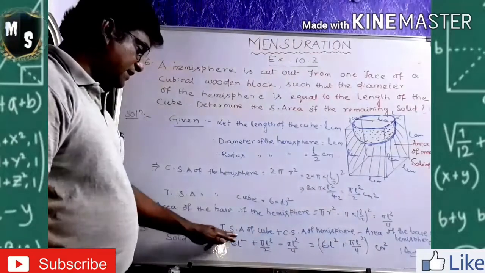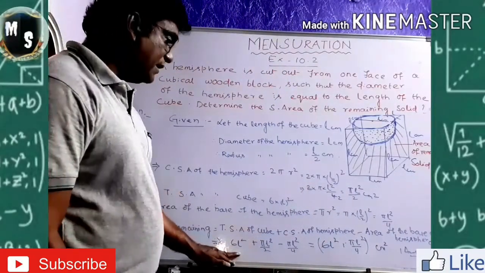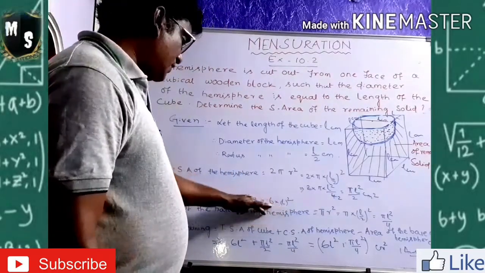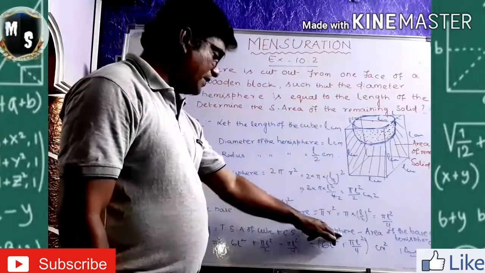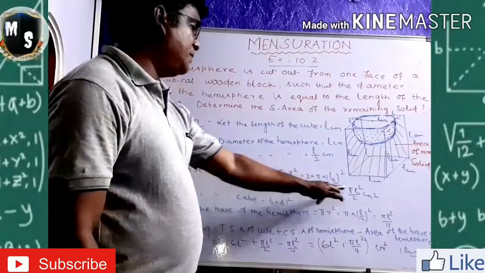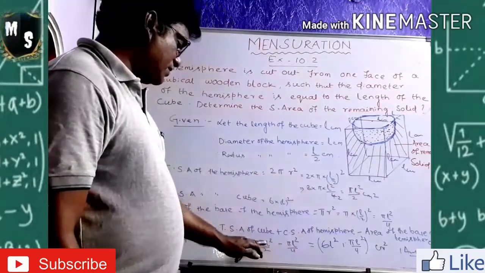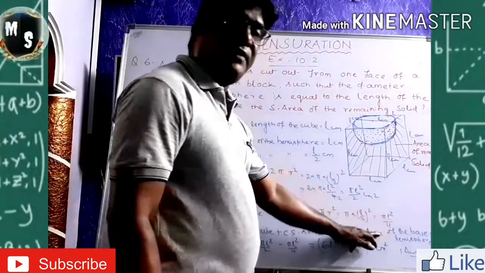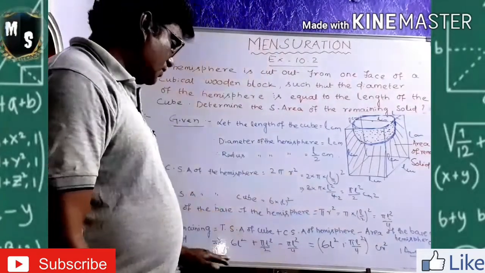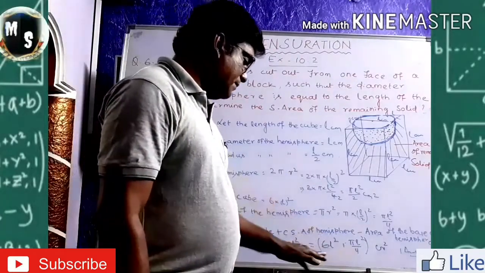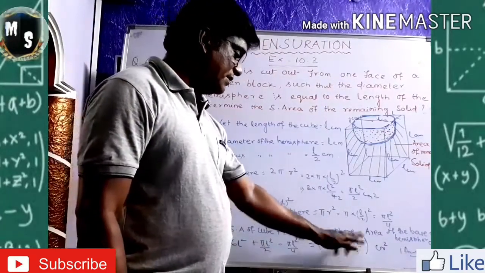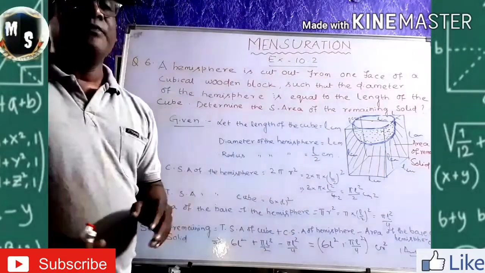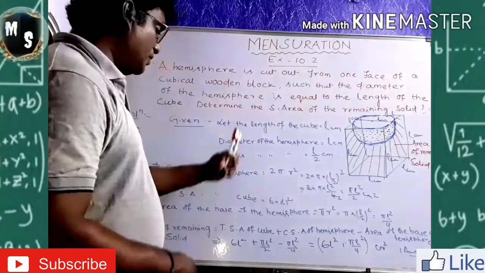So what is this? TSA of the cube is 6L square. It came now here, 6L square. TSA of the cube. And what is the CSA of the hemisphere? It came now pi L square by 2. Pi L square by 2 minus, what is the base area? Base area is pi L square by 4. So after calculation, it came 6L square plus pi L square by 4 square centimeter. This type of answers will also come, so don't worry. Now, I hope you understood this.